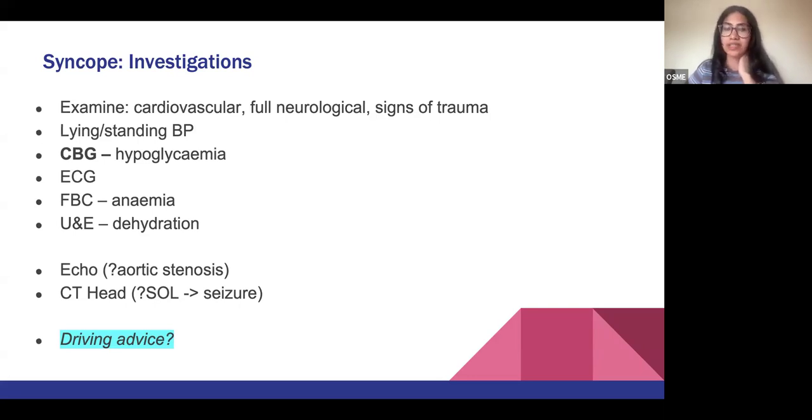And you should also tell them that it's their responsibility to inform the DVLA. So before a diagnosis is given at the assessment, you don't have to do it, especially if you're in the ED or if you're the GP. They have to tell them. Perfect. Okay.